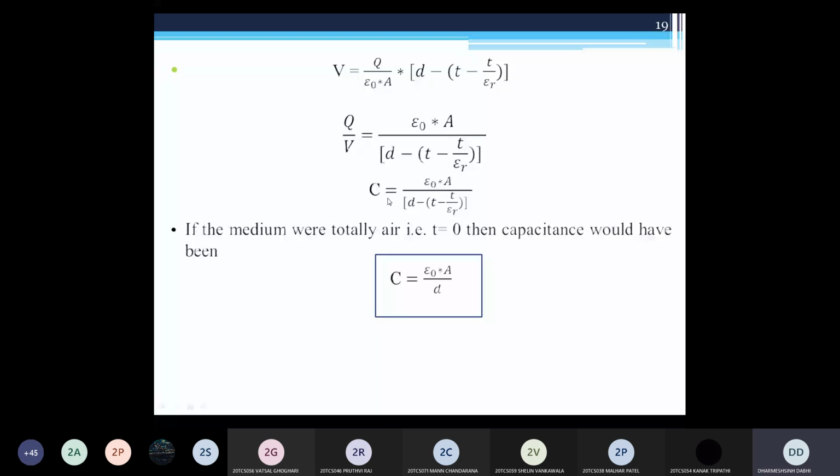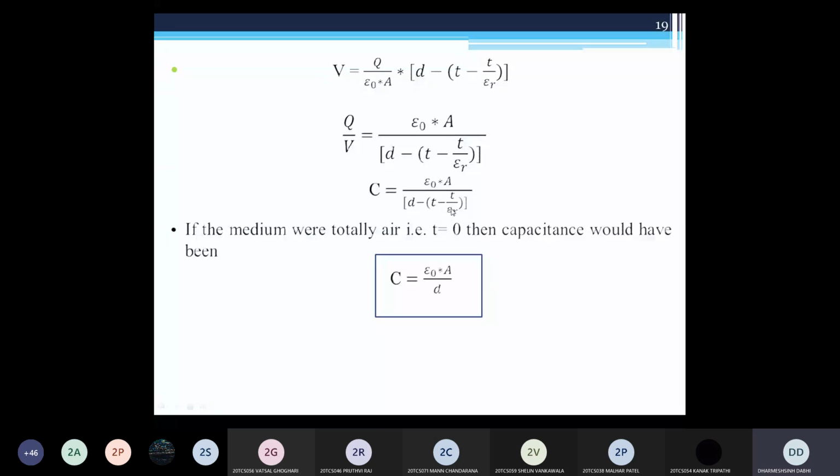So when two mediums are placed between two conducting plates, you can use this equation to find the capacitance of the capacitor. It is epsilon 0 into A divided by D minus T plus T by ER. Here T is the thickness of the insulator, and ER is the relative permittivity of that insulating material. Suppose only air is present in the dielectric medium between the two conducting plates. Then T is 0 because there is no other dielectric medium, only air, and relative permittivity is 1.